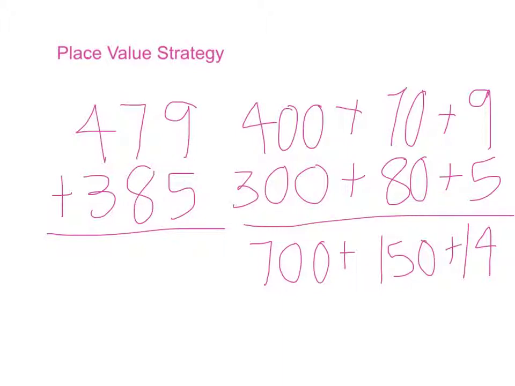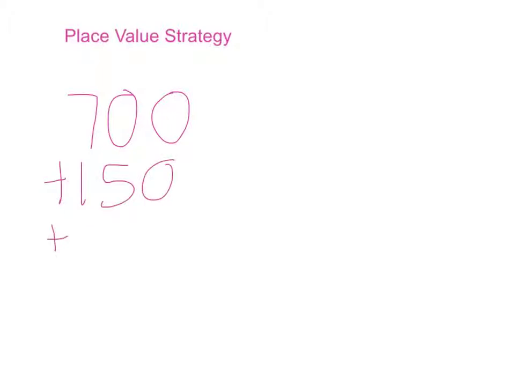So let me do that for you. I have 700 plus 150 plus 14. And you can easily add this together, 4, 6, 8. And the students will get a final answer of 864. And they can see that they don't have to carry anything over because you're adding the hundreds, the tens, and the ones place separately. So there's no carrying over in this problem.